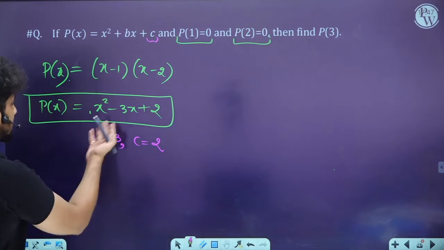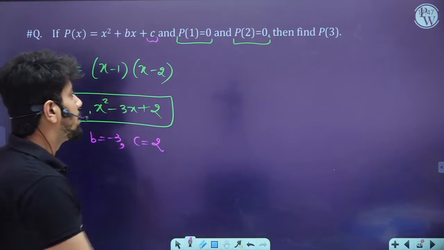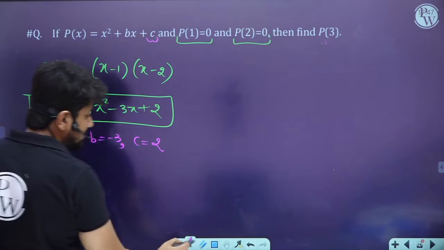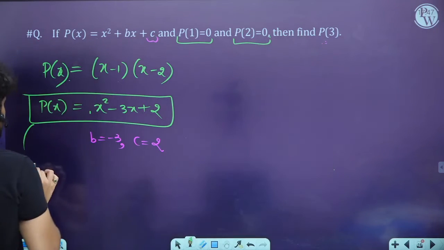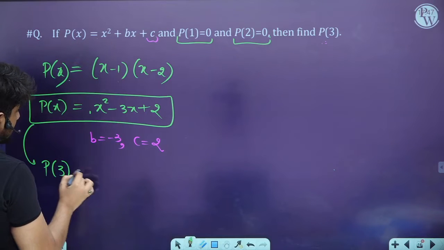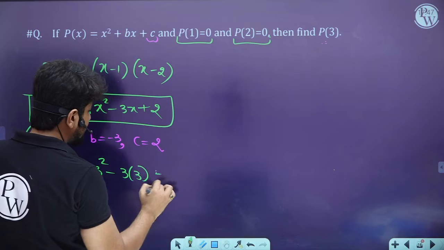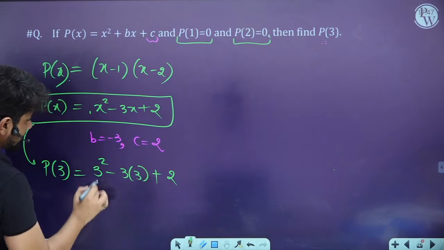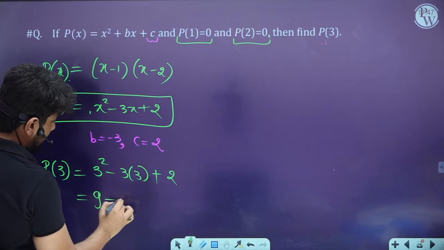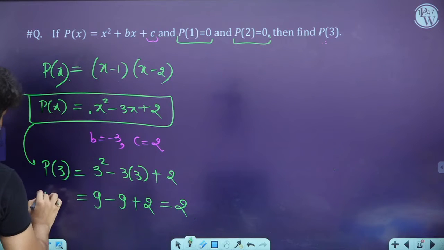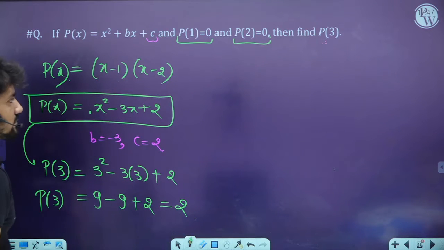Okay, this is our expression p(x). Now they are looking for the value of p of 3. Just simply put the value for x as 3 in this expression. If you put x as 3, you are going to get 3 square minus 3 multiplied by 3 plus 2, which is basically 3 square is 9 minus 9 plus 2, which will be plus 2. This is the value for p of 3.